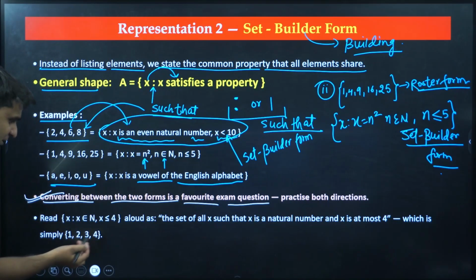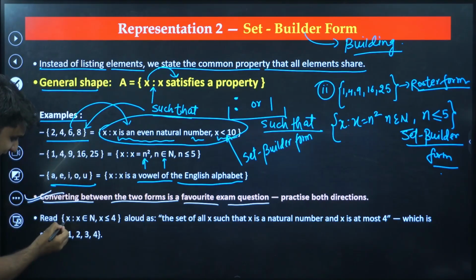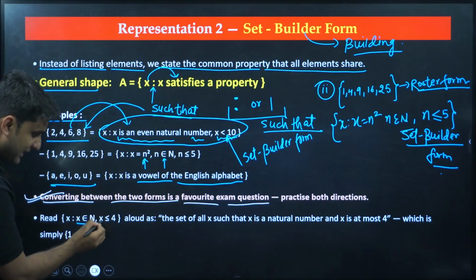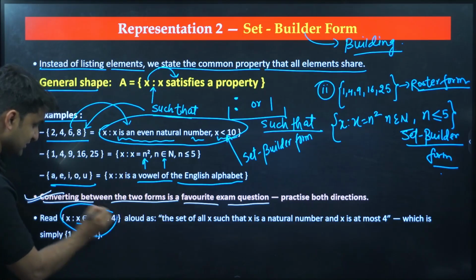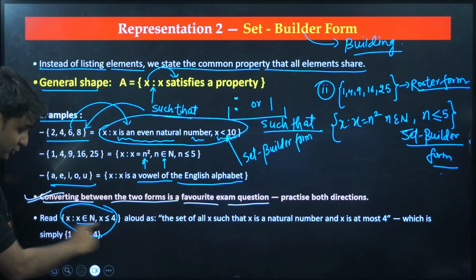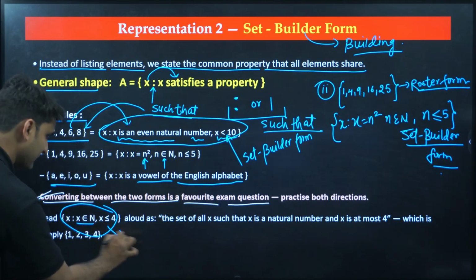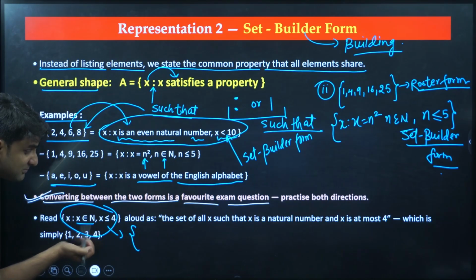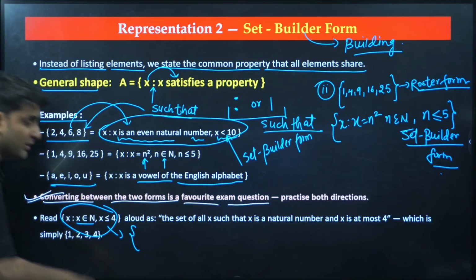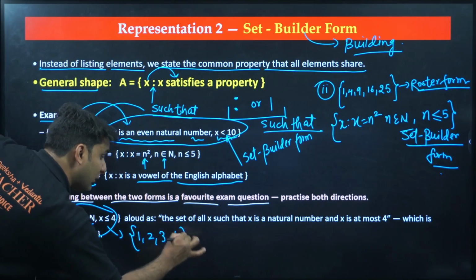How to read this? Listen. Read: x, double dot means such that, x belongs to natural numbers and x is less than or equal to 4. So this is basically set builder form, because no elements, no commas are there. This is the set builder. And for this, we can write the set. For example, x belongs to natural numbers and x must be less than or equal to 4. So how many natural numbers are there? 1, 2, 3 and 4 will also be included.